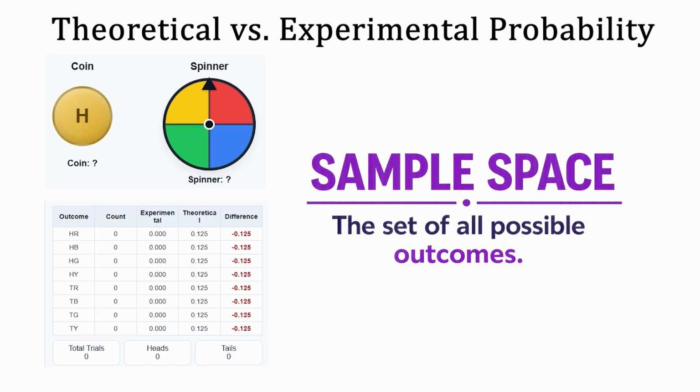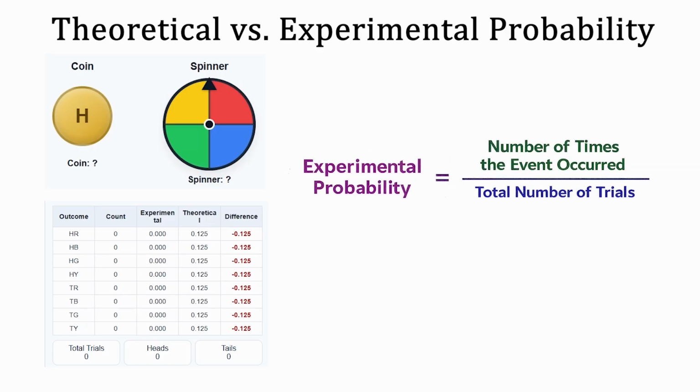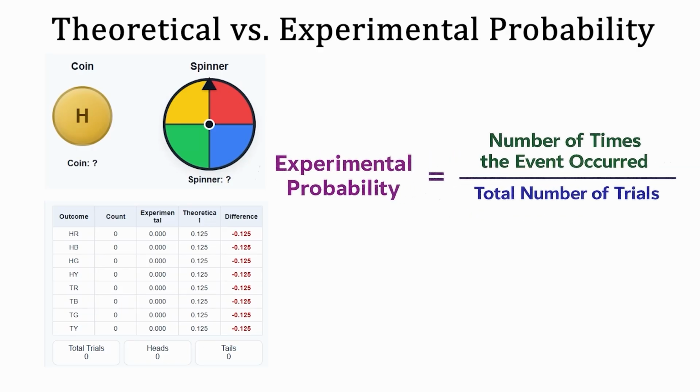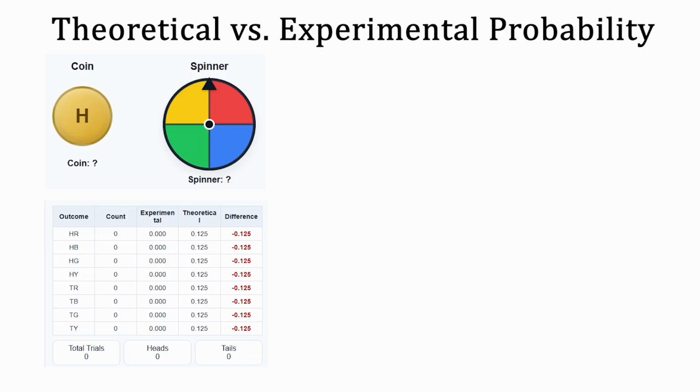Experimental probability, on the other hand, is based on actual results. It tells us what happened after performing an experiment or conducting a series of trials. All right, let us investigate both types of probability using a coin and a spinner. When we flip a coin, there are two possible outcomes, heads or tails. Our spinner has four equally sized sections: red, blue, green, and yellow.